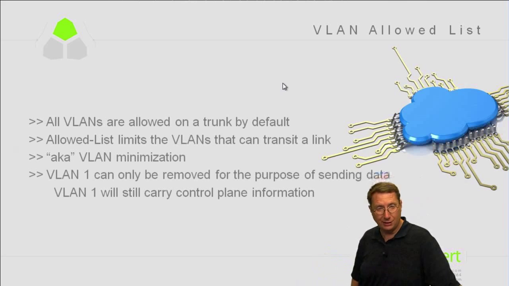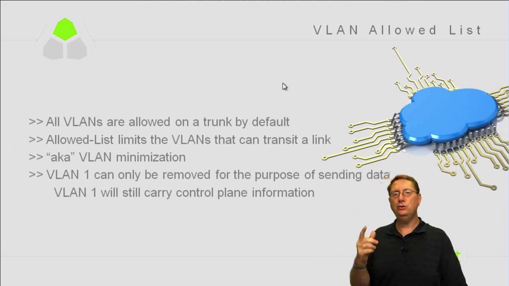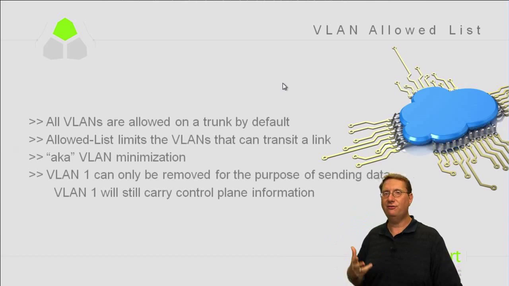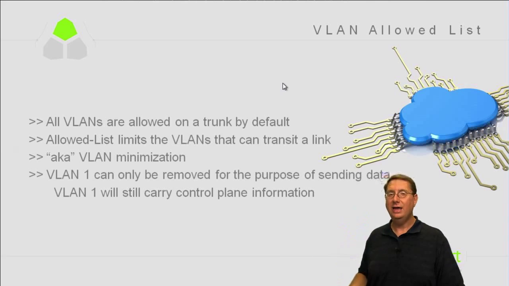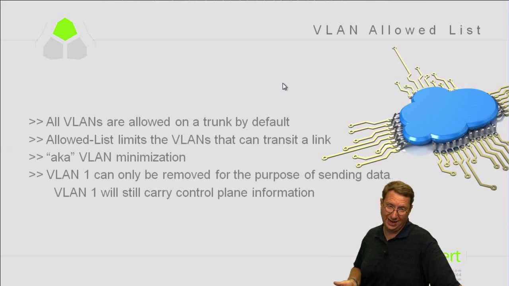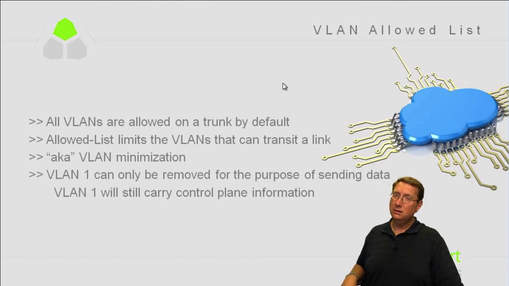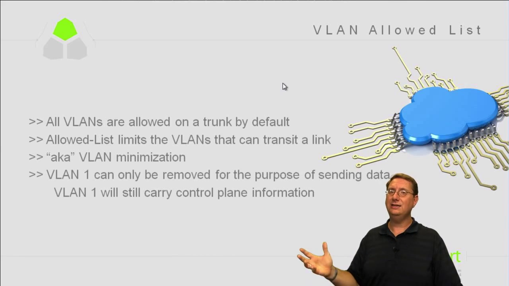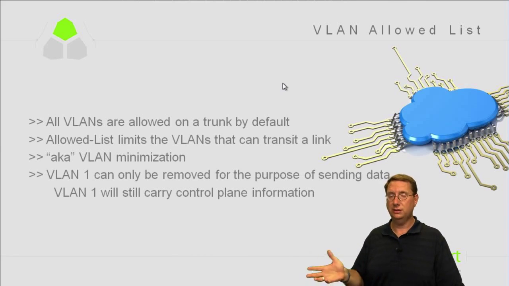Now, like I said, anytime I use this method to remove a VLAN from a trunk, it's called minimization. If I use it to remove VLAN 1, it's called VLAN 1 minimization. Also, it's important for us to understand that if I remove it, it's still going to be sending that layer 1 information, the layer 2 information for the control plane mechanisms.